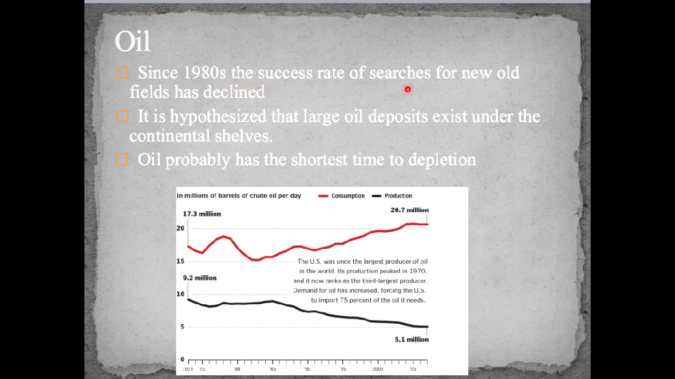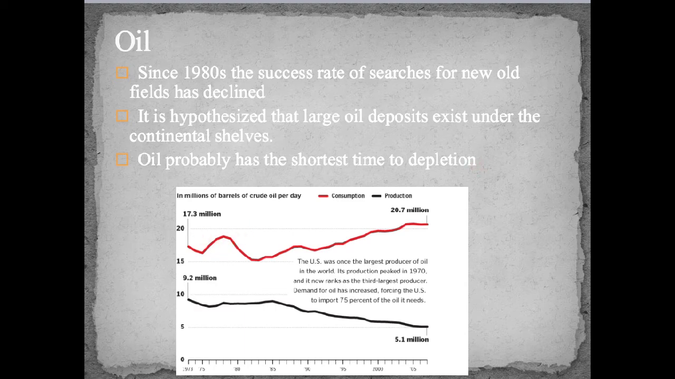Since the 1980s, the success rate of searching for new oil fields has declined. It is hypothesized that large oil deposits exist under continental shelves, but it's very difficult to get to. Like the BP oil rig that exploded was on a continental shelf. Deep oil exploration. Oil probably has the shortest life to depletion, meaning that it will deplete the fastest.